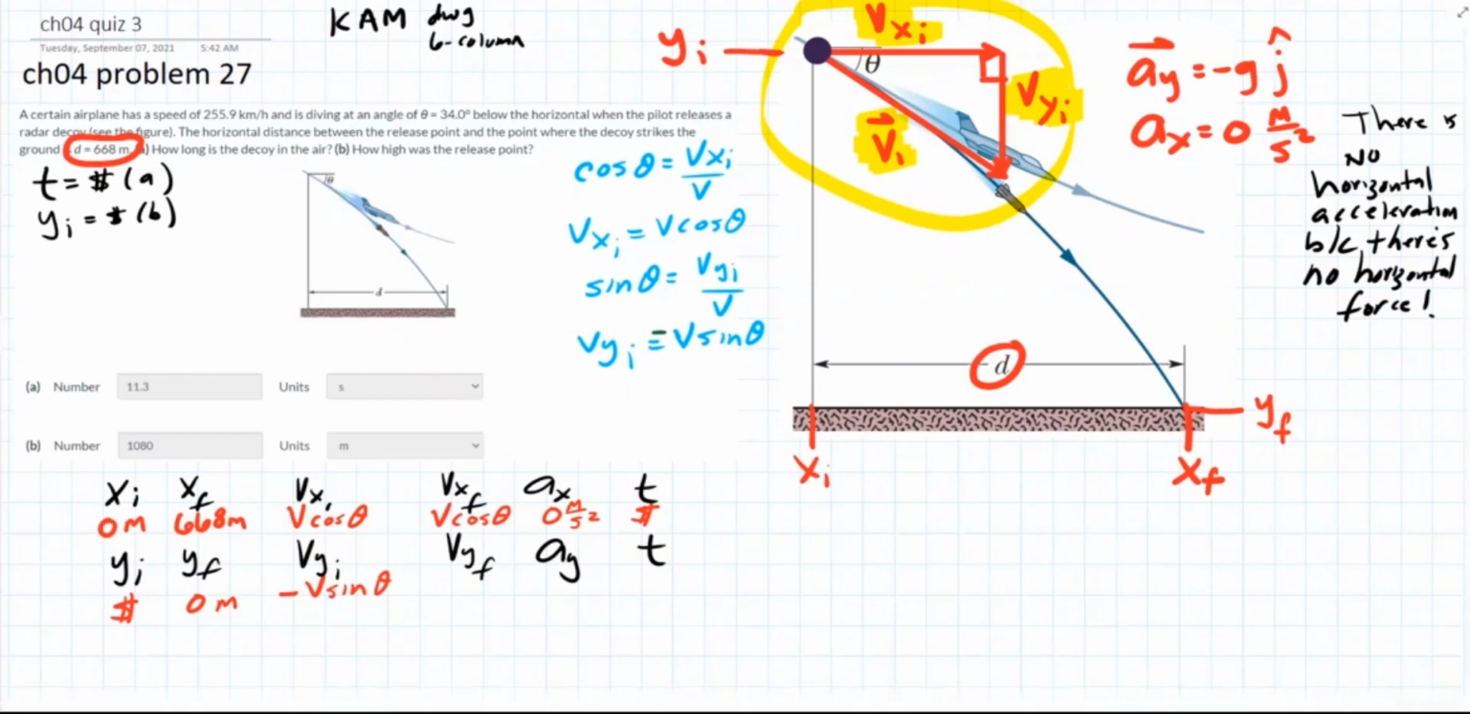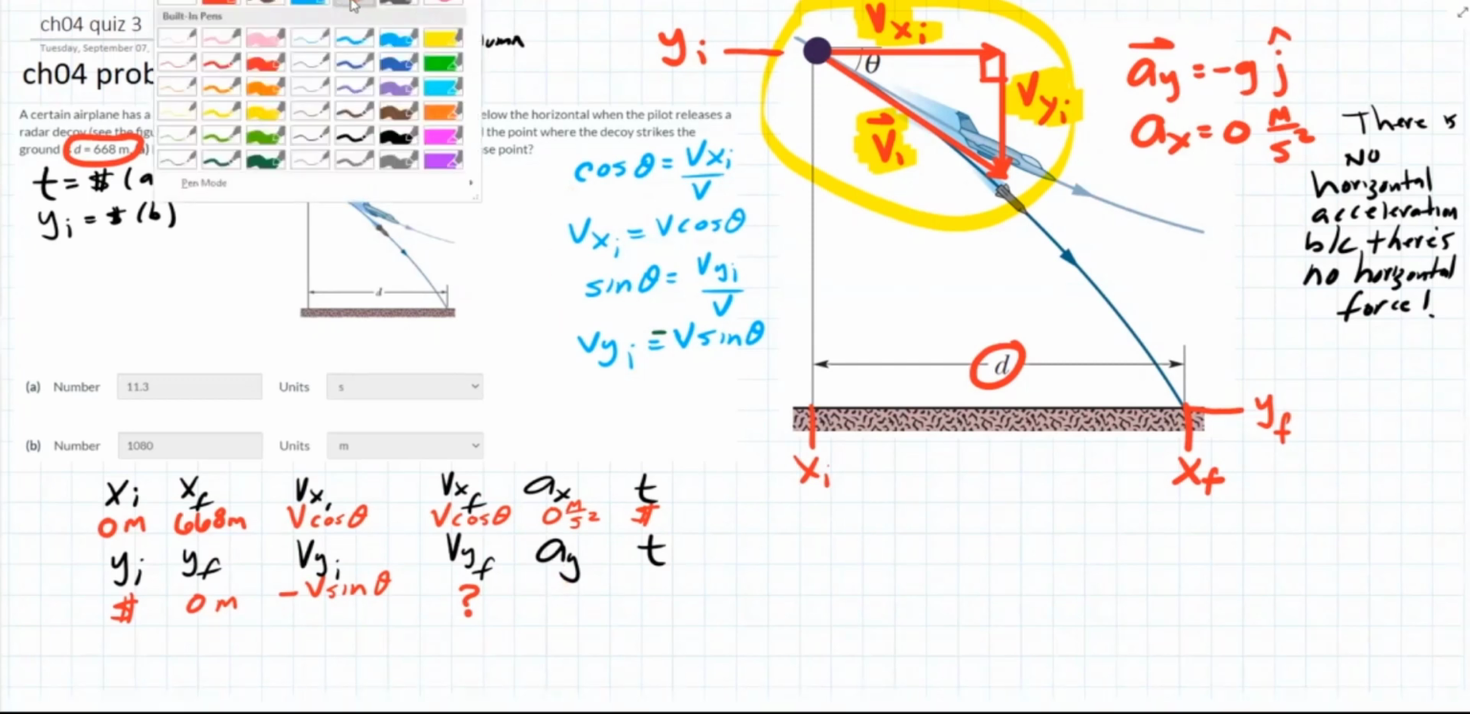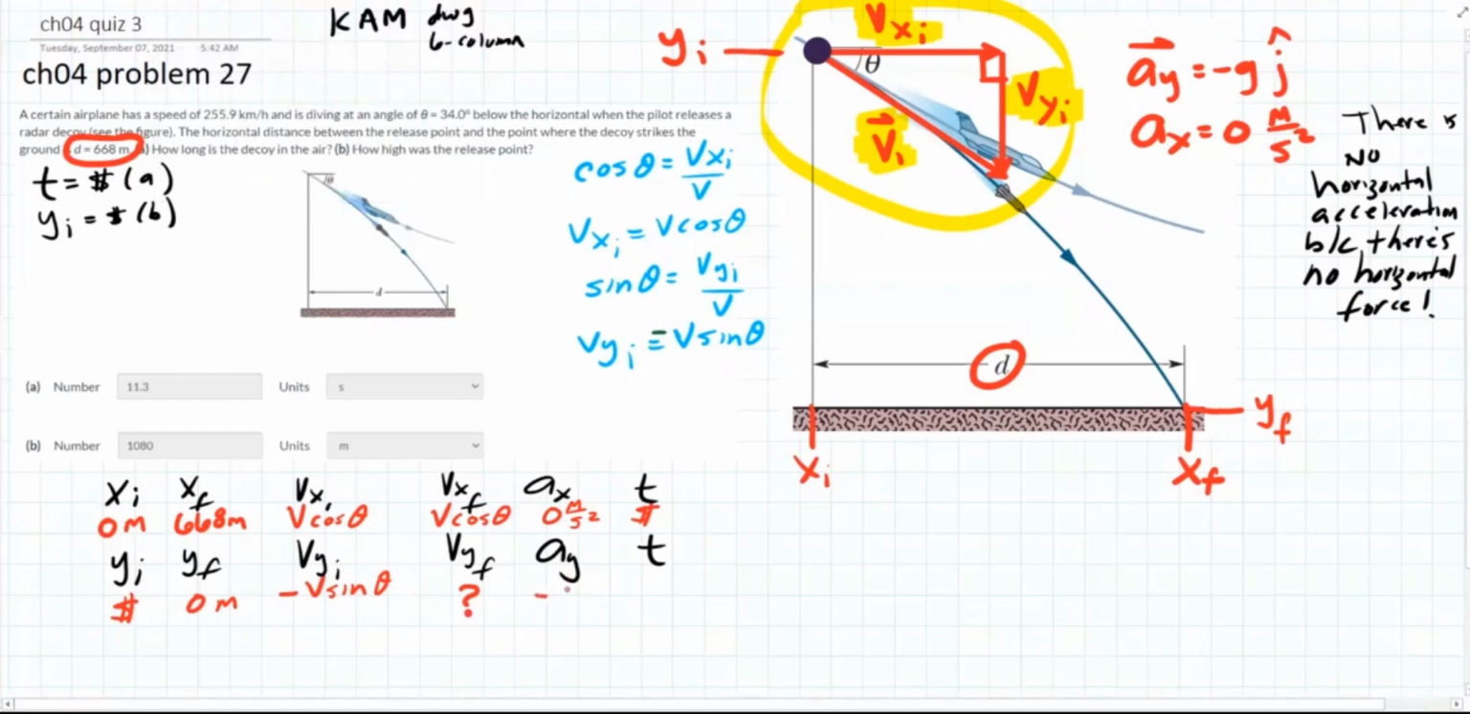Vy final, I don't know, and I might not care. If there's a chance I might not care, I'm just going to give it a question mark. This is negative, let me change markers. This is g, what you figured out last Thursday. This is negative 9.8 meters per second squared. And yes, this is a dollar sign. So, all right, done with the drawing. Done with the 6-column data table.